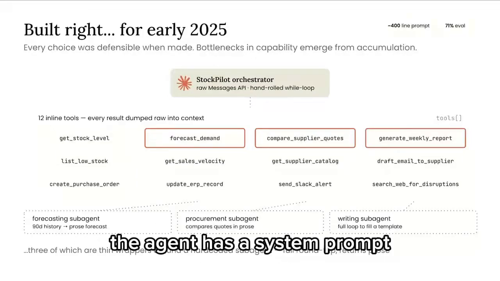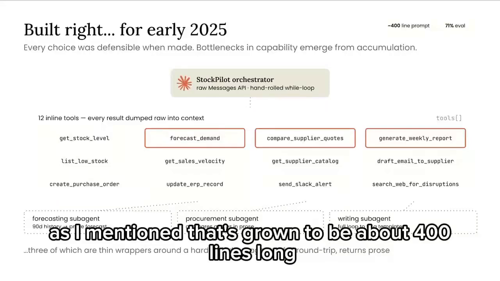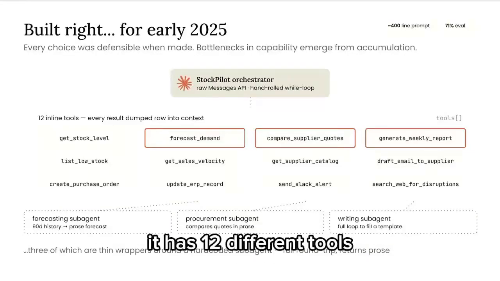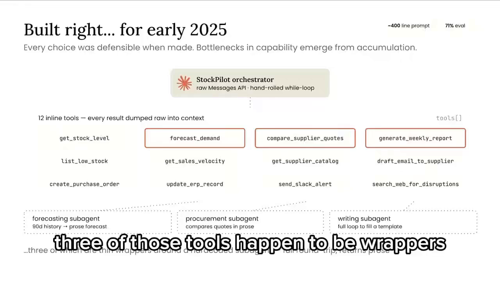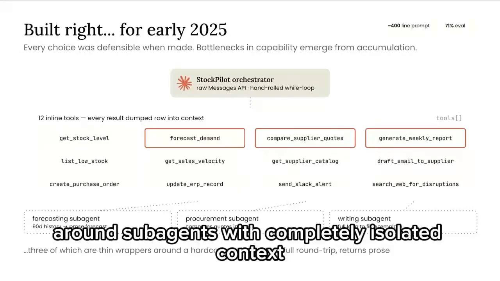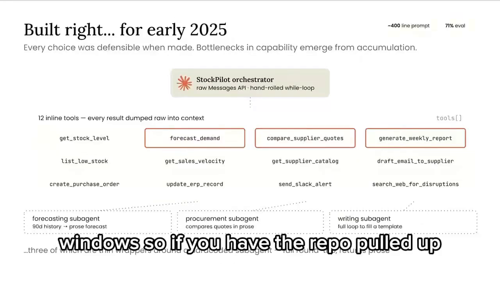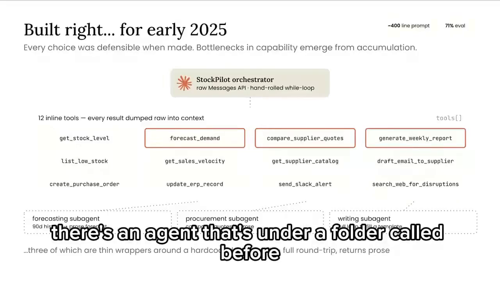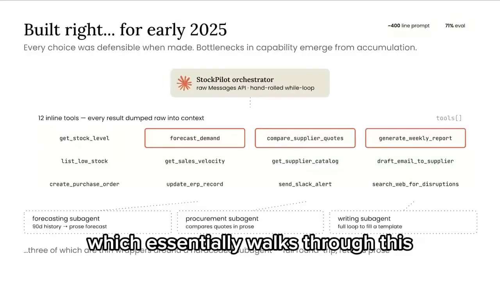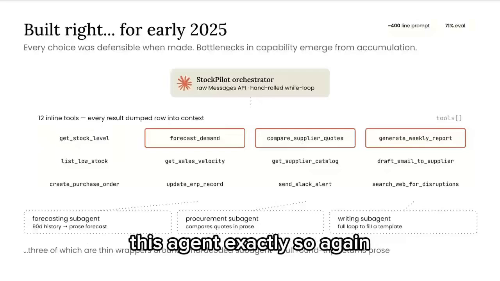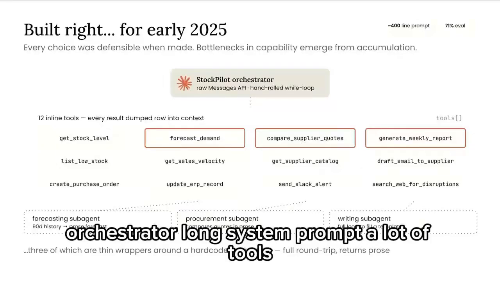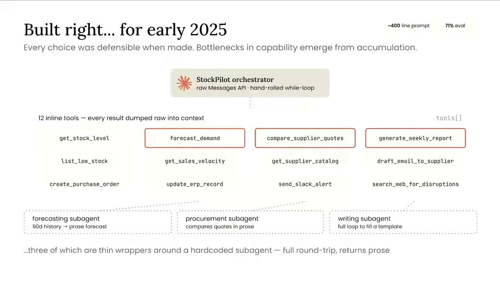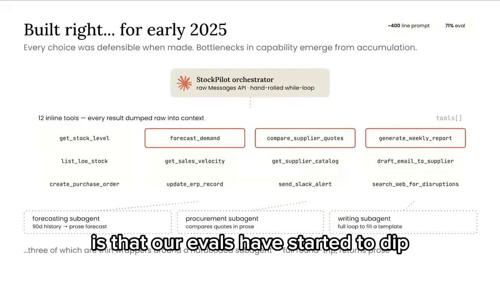The agent has a system prompt, as I mentioned, that's grown to be about 400 lines long. It has 12 different tools. 3 of those tools happen to be wrappers around sub-agents with completely isolated context windows. So if you have the repo pulled up, which we'll go into more detail in just a bit, there's an agent under a folder called Before, which essentially walks through this agent exactly. So again, orchestrator, long system prompt, a lot of tools. We have a lot of sub-agents. The result of this is that our evals have started to dip.